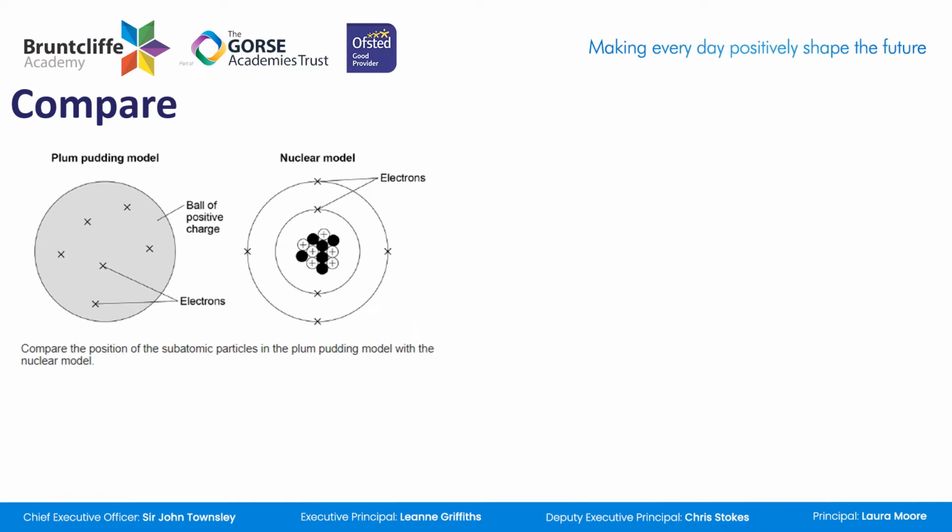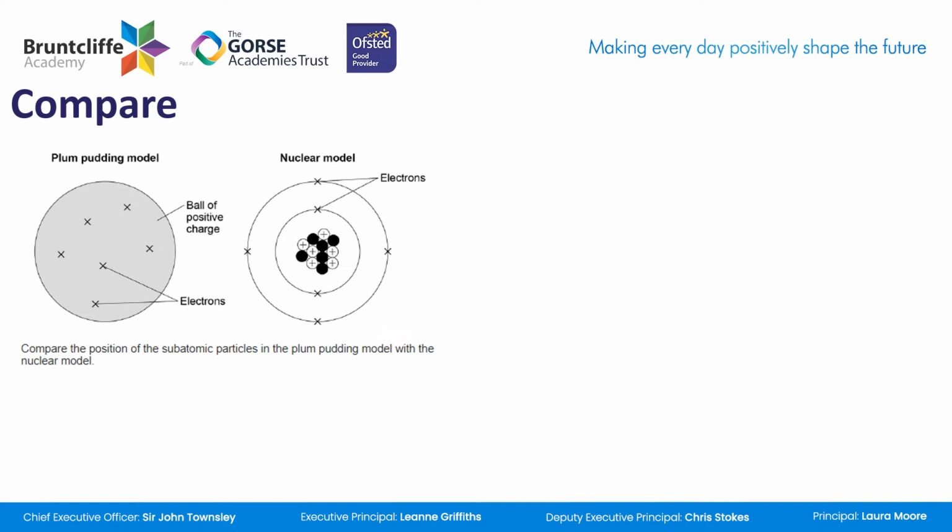Now we're going to look at a compare question. This is a crossover question between the chemistry paper and the physics paper. You are given two pictures. One is showing the plum pudding model, one is showing the nuclear model. You're asked to compare the position of subatomic particles in the plum pudding model with the nuclear model.